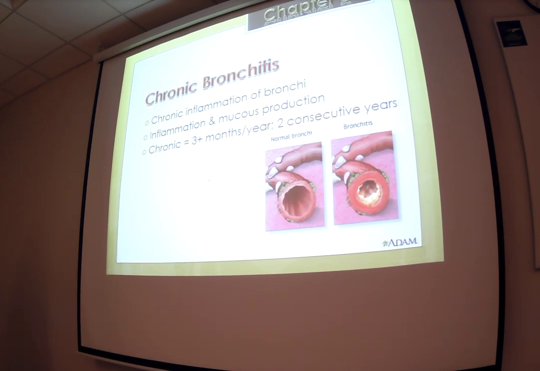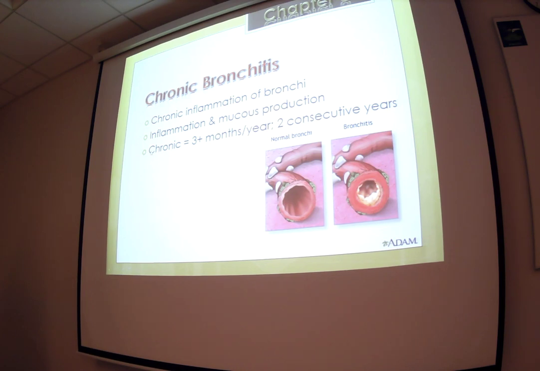Chronic bronchitis essentially is a chronic inflammation of the bronchi. It does have a lot of mucus production due to thickened walls in those bronchi and bronchioles. It then leads into the trachea as well. Can lead to obstruction of the small airways. You can see here the normal bronchi, nice open and clear. Bronchitis, all that inflammation and mucus builds up and will cause obstruction of those smaller airways.